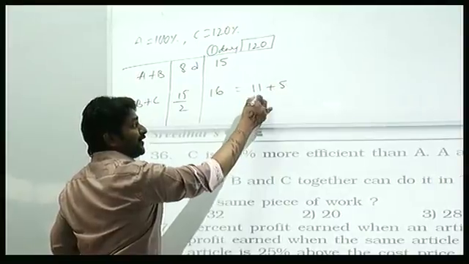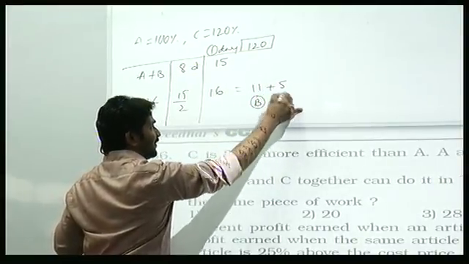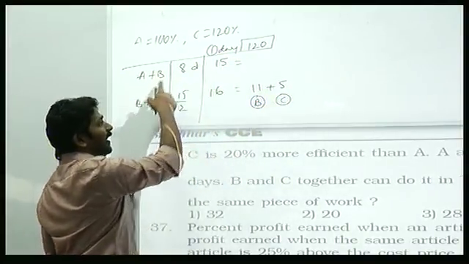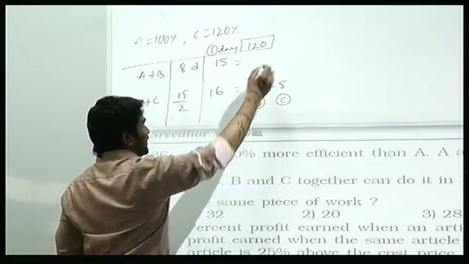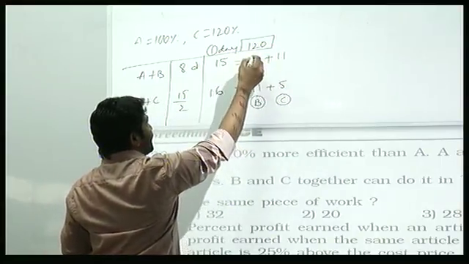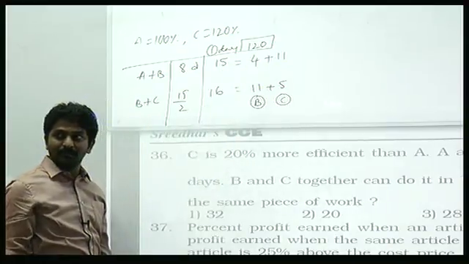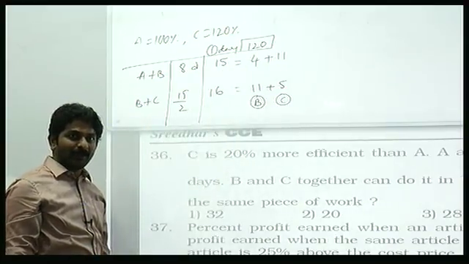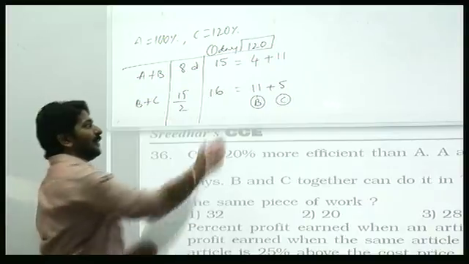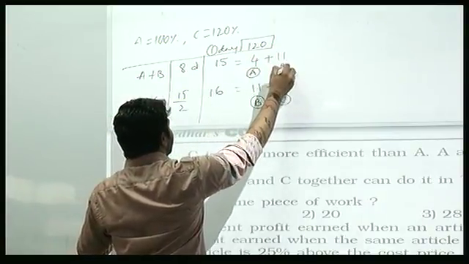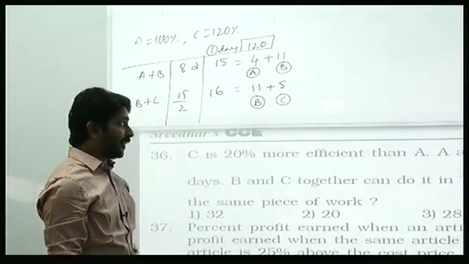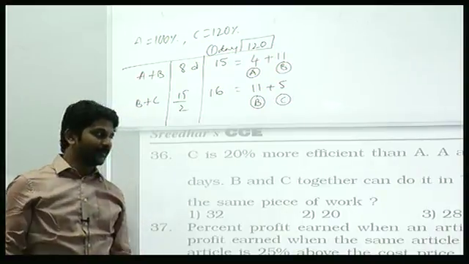This is B's efficiency and this is C's efficiency. And here you have A and B. You know that B's efficiency is 11. So A's efficiency should be equal to 4. Yes? Condition satisfied? Right. So this is A's efficiency and this is B's efficiency. How many units B need? A need 30 days.